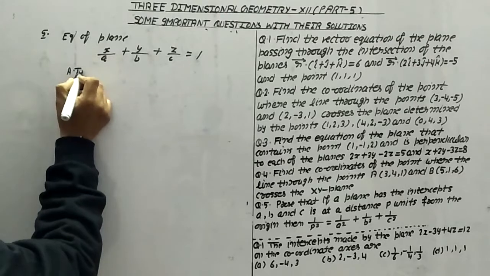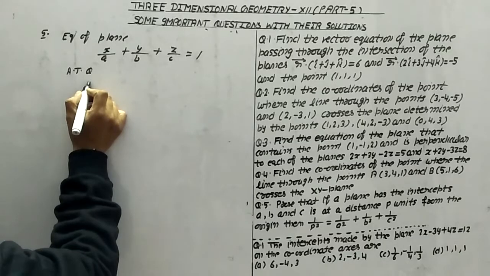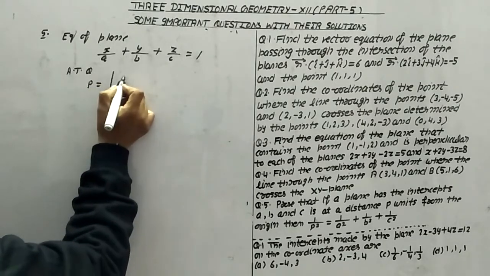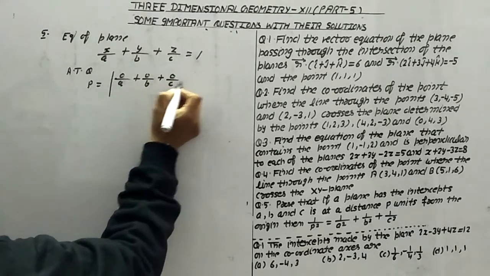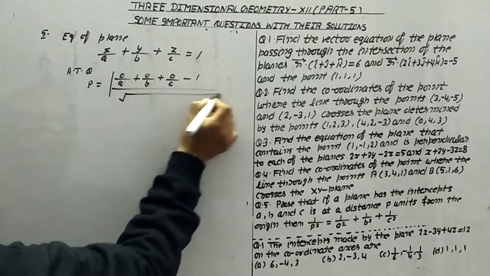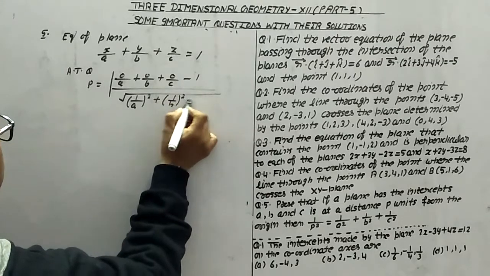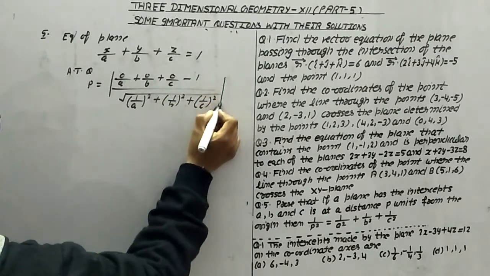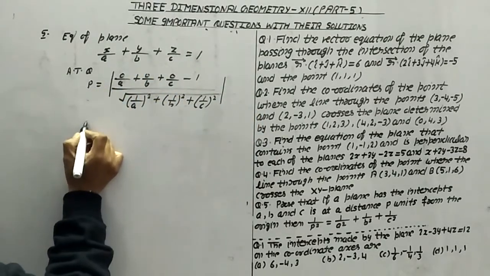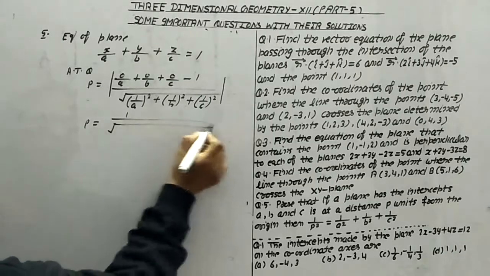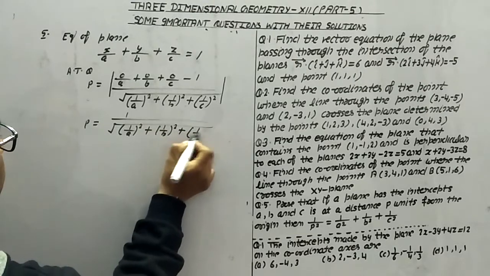Now according to the question, the distance from the origin is given as p. It means p is equal to, look at this, we will calculate (0 upon a plus 0 upon b plus 0 upon c minus 1) upon under root of the sum of the squares of the coefficients, 1 upon a whole square plus 1 upon b whole square plus 1 upon c whole square. This is the distance according to the question. It means p is equal to 1 upon under root 1 upon a whole square plus 1 upon b whole square plus 1 upon c whole square.